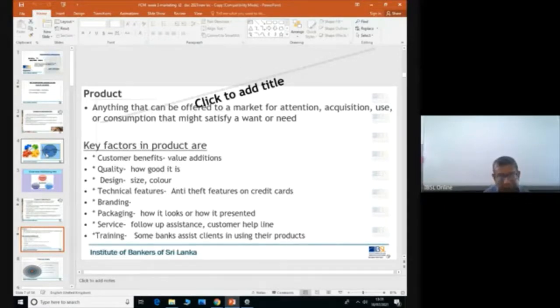Clear now? Any questions? Right? So for any product, you are trying to add all these things. Those are what we call key factors in products, or sometimes we call them product attributes.